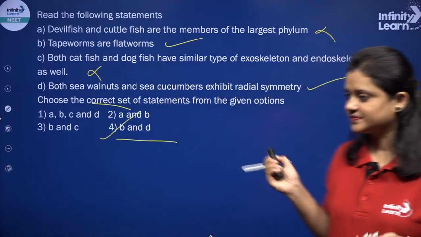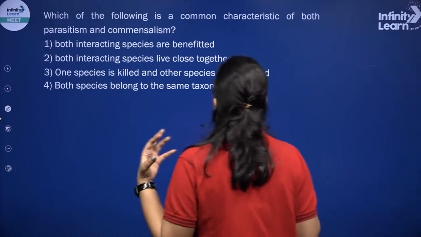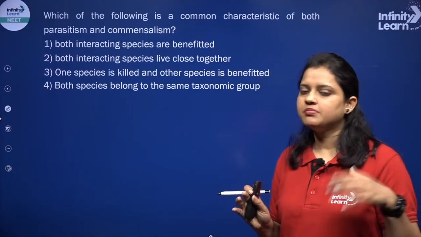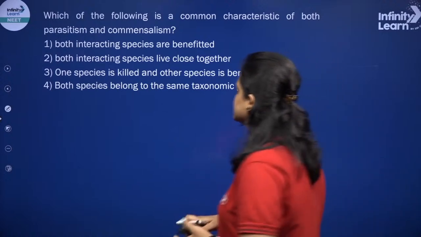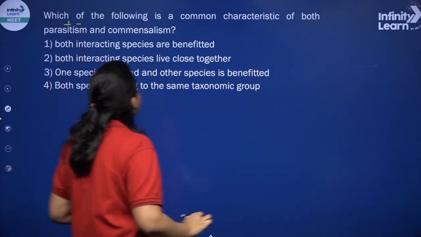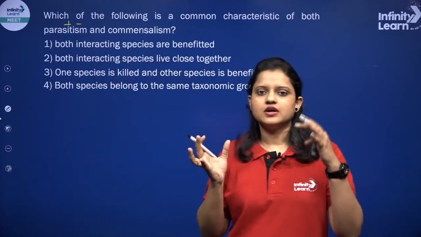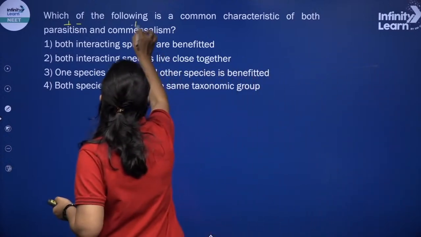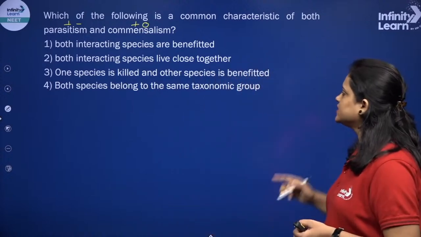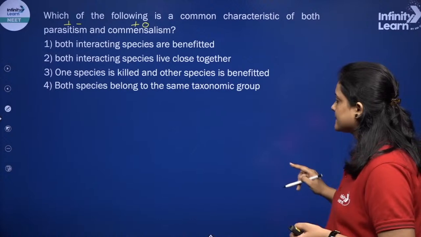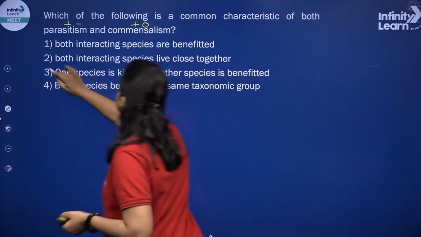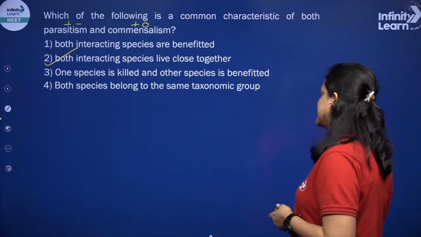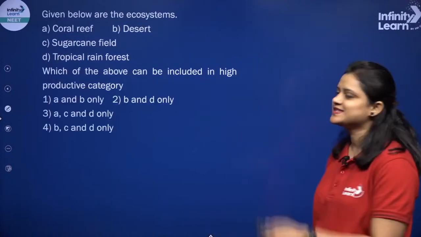Let's move on to our next question. Which of the following is the common characteristic of both parasitism and commensalism? In parasitism, the parasite is benefited, but the host is harmed. That means this should be a plus-minus relationship. But what happens in commensalism? One is benefited and the other species, or the host species, is neither harmed nor benefited. So it should be a plus-zero relationship, right? Both interacting species are benefited? No. Both interacting species live close together? Yes, obviously. One species is killed and another species is benefited? No. Both the species belong to the same taxonomic group? No. Right? So correct option here was 2.